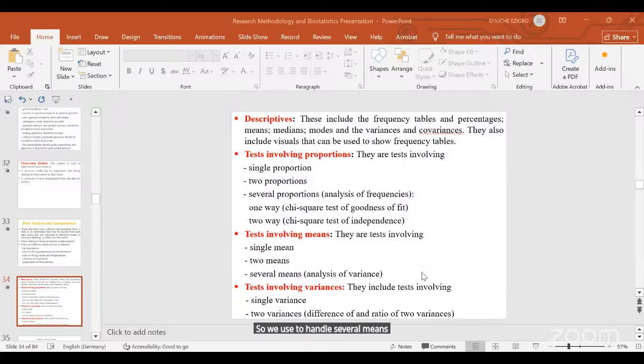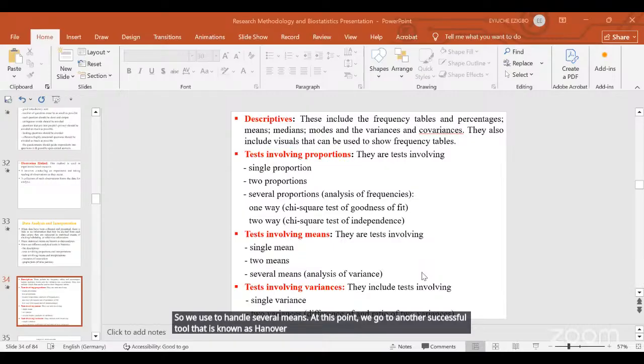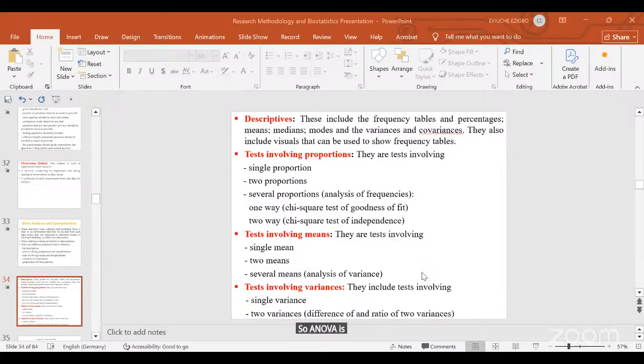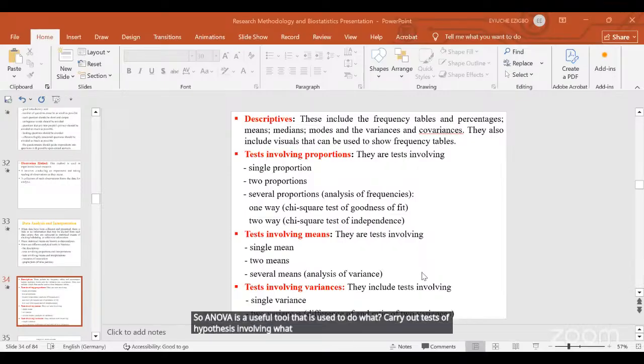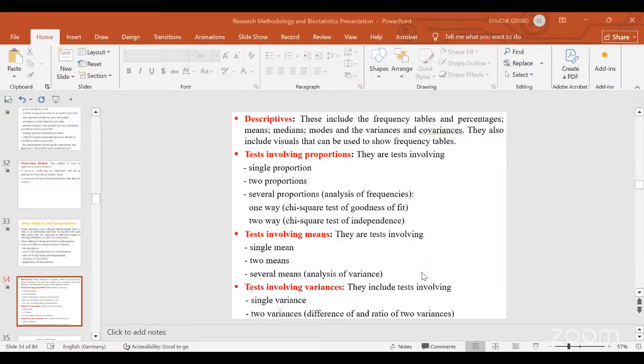At this point, we go to another statistical tool that is known as ANOVA. So ANOVA is a statistical tool that is used to do what? Carry out tests of hypothesis involving what? Several means. And when we have said that, there is equally another, maybe, is it younger now? Yes, younger sister to ANOVA. And that is what? ANCOVA.